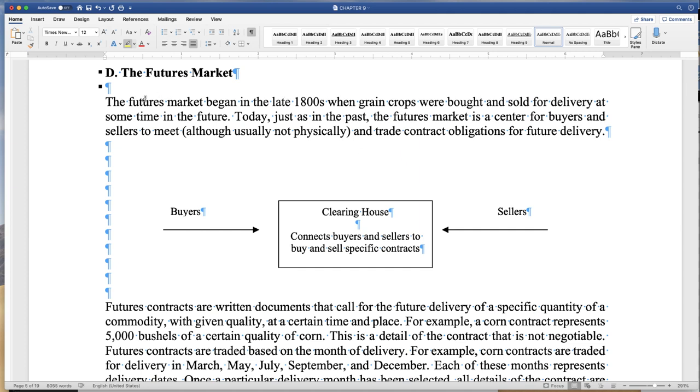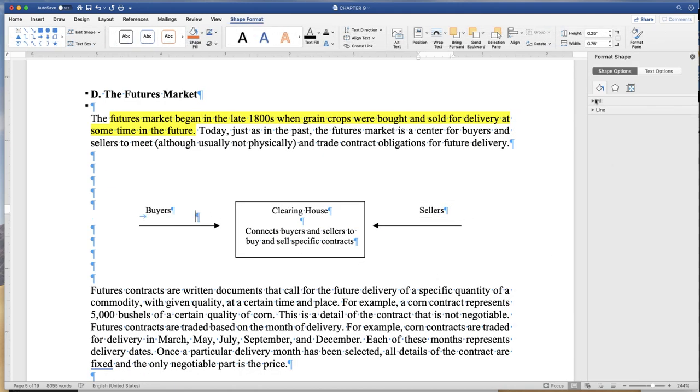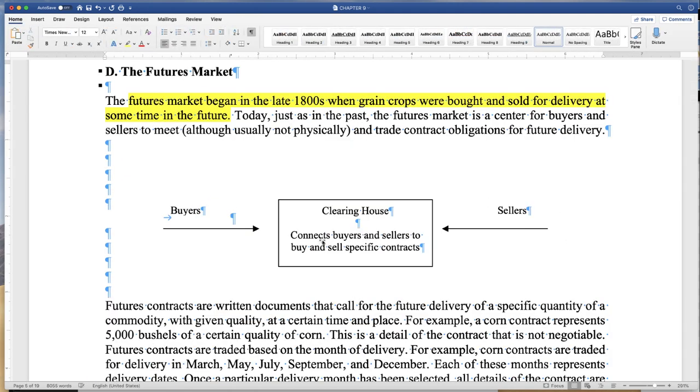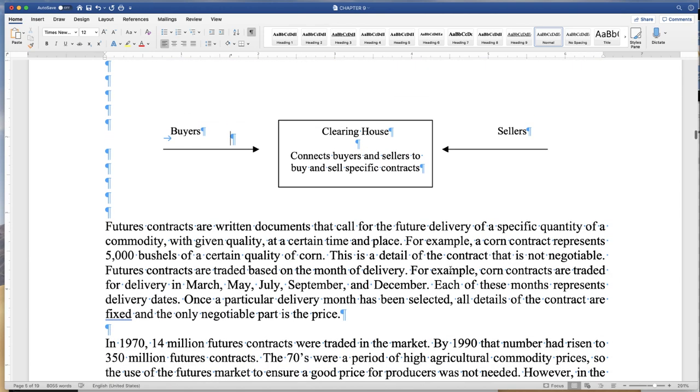The futures market was developed in the 1800s. It was really a place that buyers and sellers could come in and do delivery. Today it has changed quite a bit, and now you have this clearinghouse, and this clearinghouse is what connects the buyers and the sellers together. So you want to make sure that you understand the term called a clearinghouse.